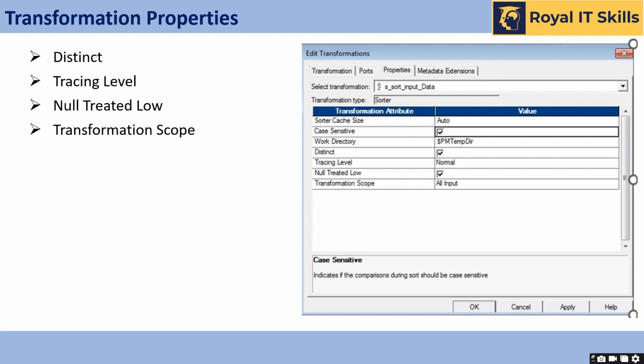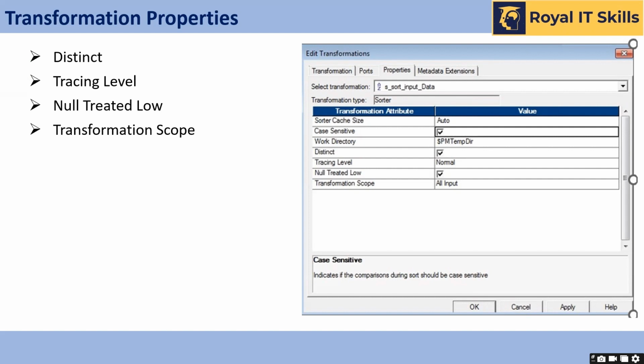Next, null treated low. Okay, if we treat the null values as low, they will come in the first order. If we don't enable this option, nulls will be treated as high. Okay, null means no data. If there is no data, in which order will they be considered? So that we can decide here.